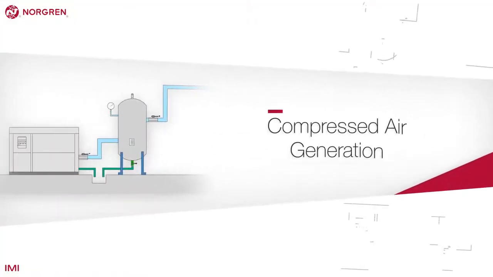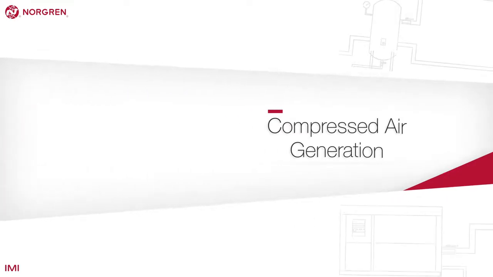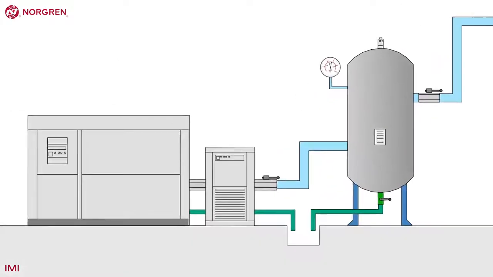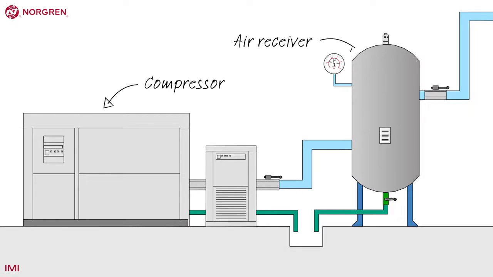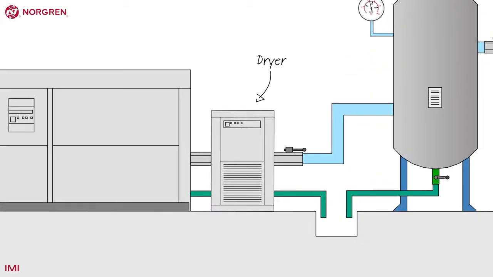Let's have a look at how compressed air is generated. Here is a typical setup, although in reality the compressor is usually sited in its own compressor house to isolate the noise and heat. In some systems, there may also be a dryer fitted just after the compressor.